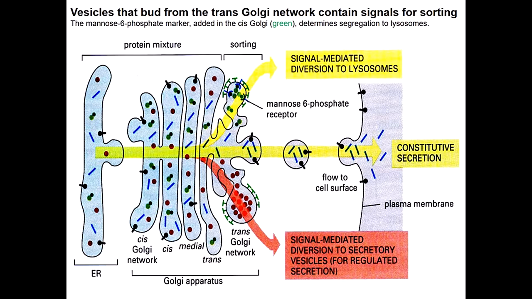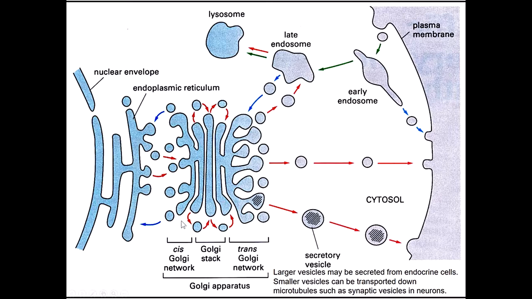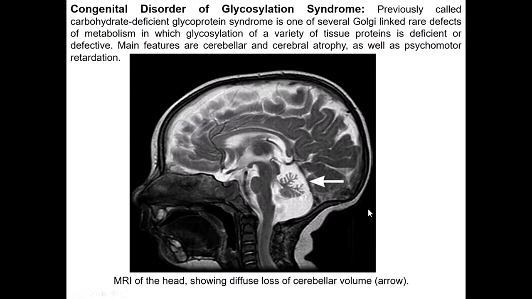Again, this shows you the general scheme. Here's our endoplasmic reticulum, cis-Golgi network, Golgi stacks, trans-Golgi network. Lysosomes will go to secondary lysosomes. Other vesicles will be secreted. We can get diseases associated with a defect in the Golgi, such as congenital disorder of glycosylation syndrome, in which glycosylation of various tissues is deficient or defective. This shows up particularly in the brain, as shown here, and can lead to loss of cerebral volume and obviously brain function. So this is very bad in terms of the outcome.